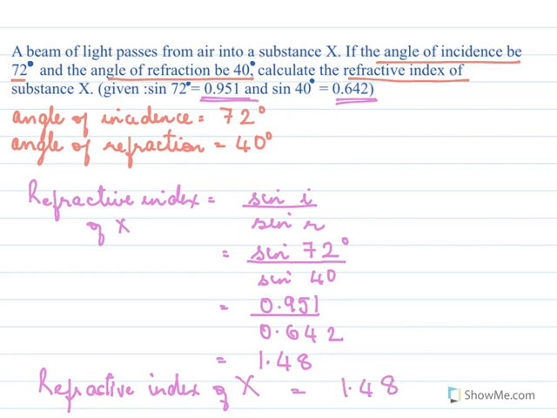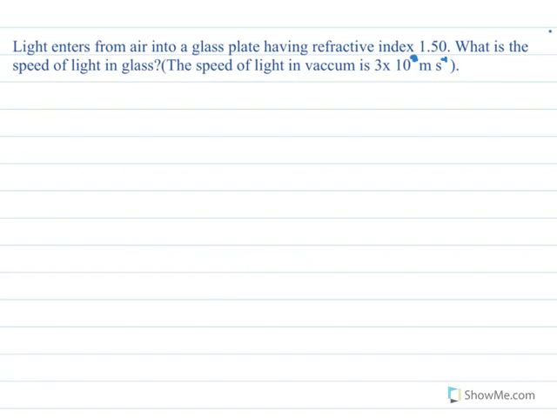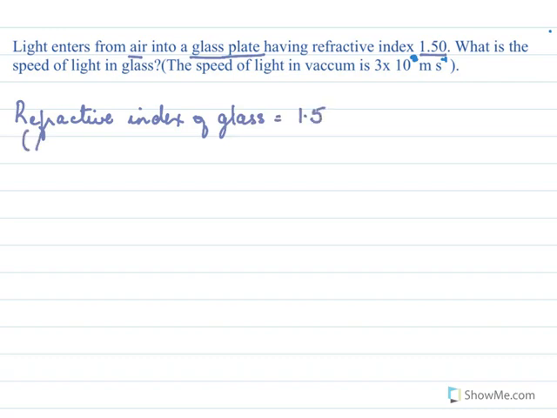It has no units. Light enters from air to glass plate having refractive index 1.5. So this is absolute refractive index of glass equal to 1.5. Why do we say it is absolute? Because it is from air to glass. What is the speed of light in glass? So speed of light in glass we need to find.